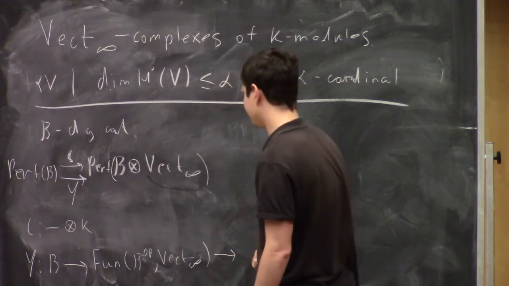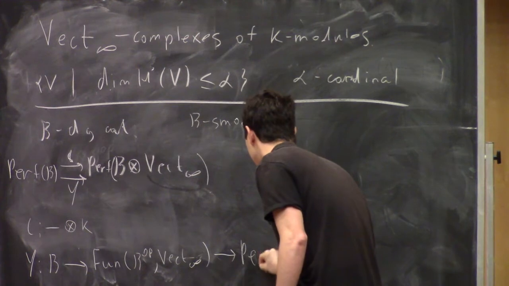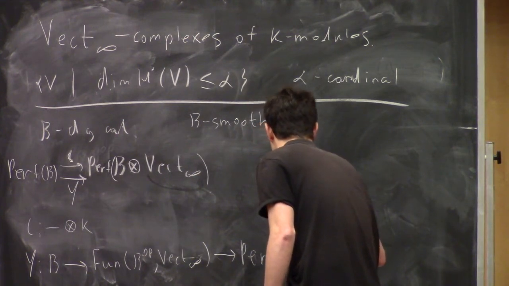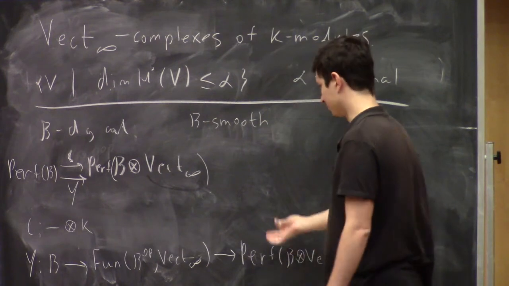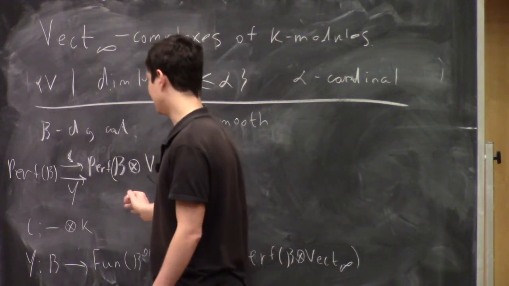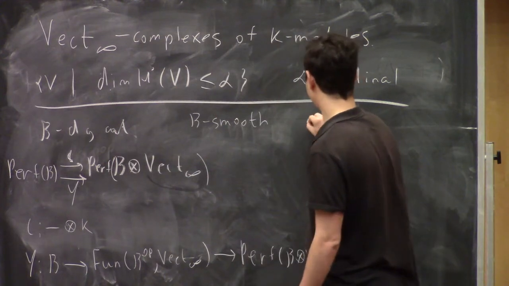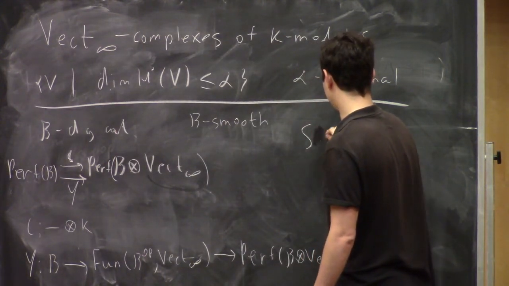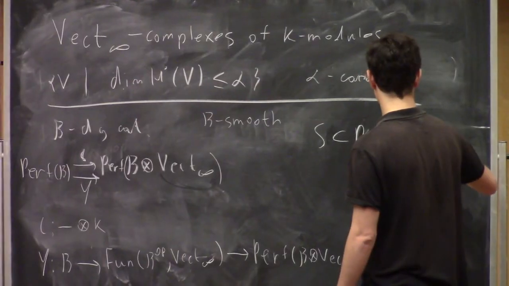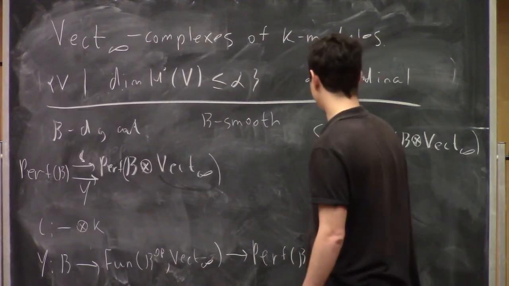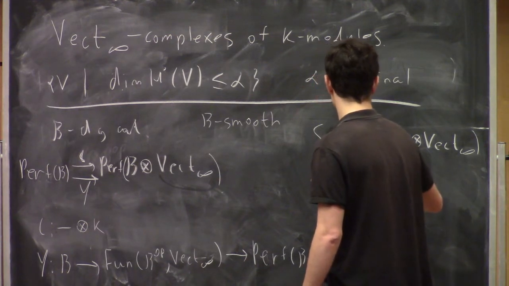And this goes to, well, let's assume that B is smooth. Then this goes to perfect complexes over B tensor infinite dimensional vector spaces, because it is well known that a DG functor gives you a bimodule, and bimodules are the right way of looking at functors. So we have these two functors, and actually we can take the full subcategory of the perfect complexes over B tensor Vect infinity, just generated by the image of iota and the image of Y.